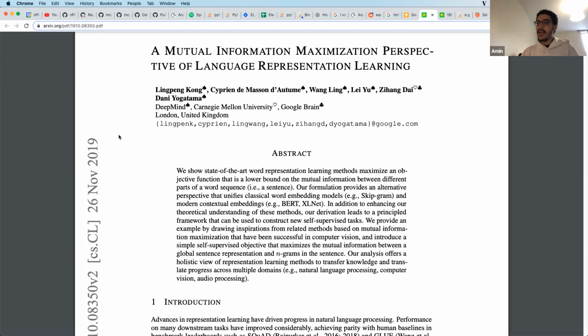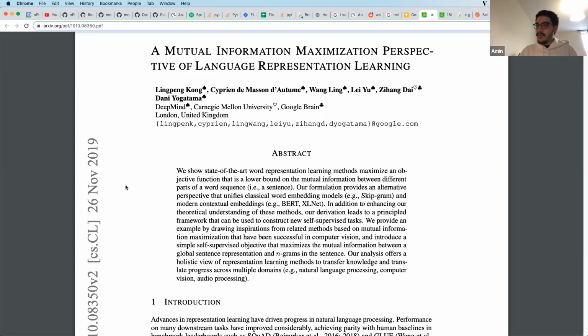So the paper has two goals, I think. The first is to unify the word representation learning methods that we've seen in the past, namely Skipgram, the BERT model, and XLNet. And it shows that they are all instances of maximizing the mutual information between different views of a sentence. We'll get into what the different views can be, and it's actually a lower bound on the mutual information which is maximized, but we'll get to that.